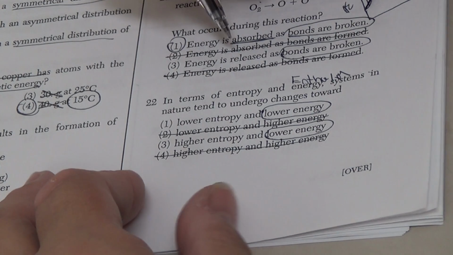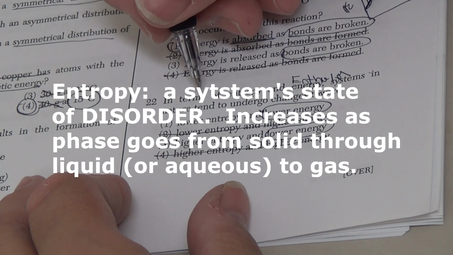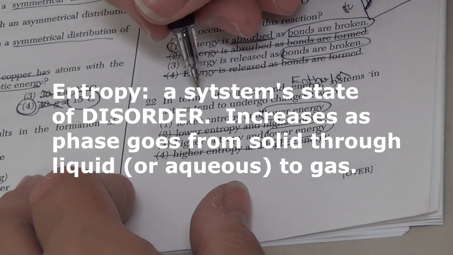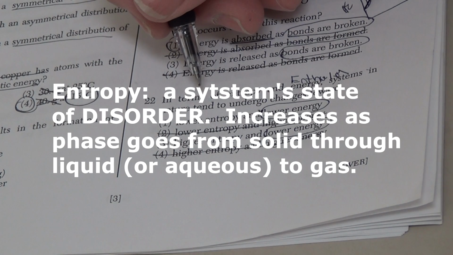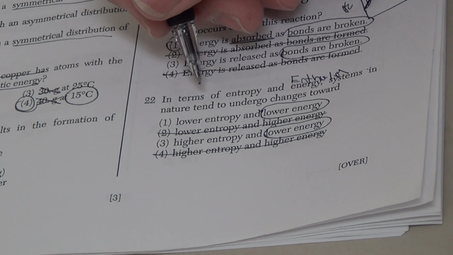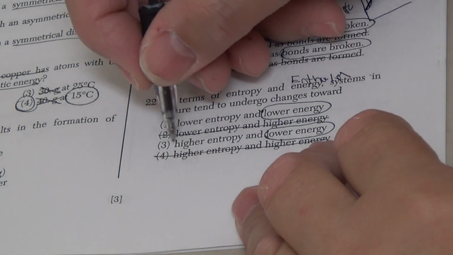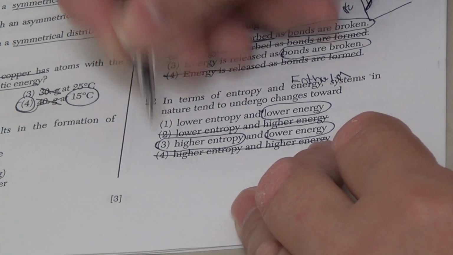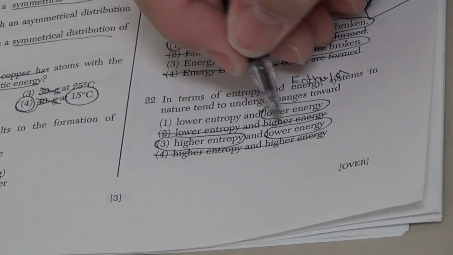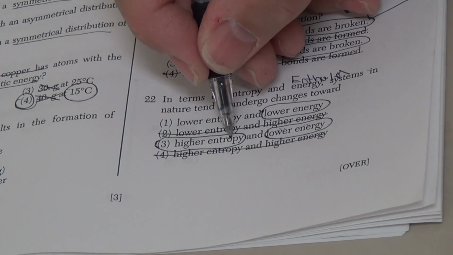What about entropy? Well, what is entropy? Entropy is a system's state of disorder, randomness, chaos, messiness. Now, be honest with yourself. Does your room get clean by itself, or does it get messy by itself? Of course it gets messy by itself. Things tend to go towards more disorder over time. So nature favors higher disorder, higher entropy. Higher entropy and lower energy. Nature is lazy and messy.